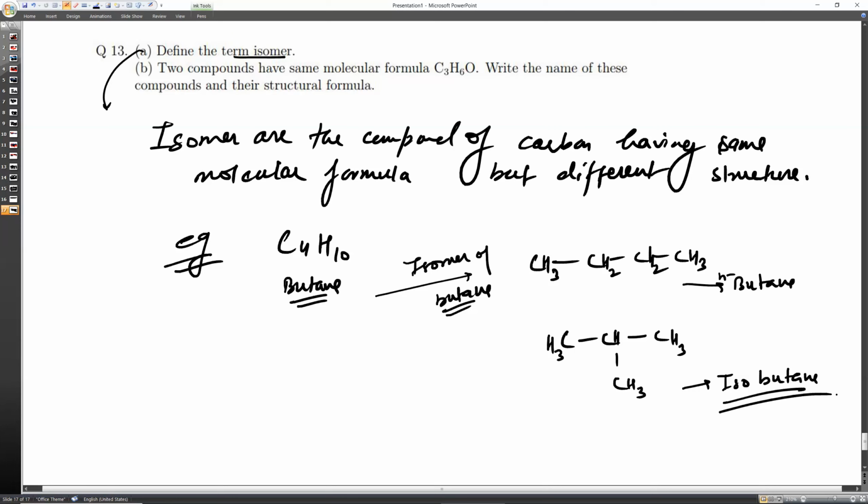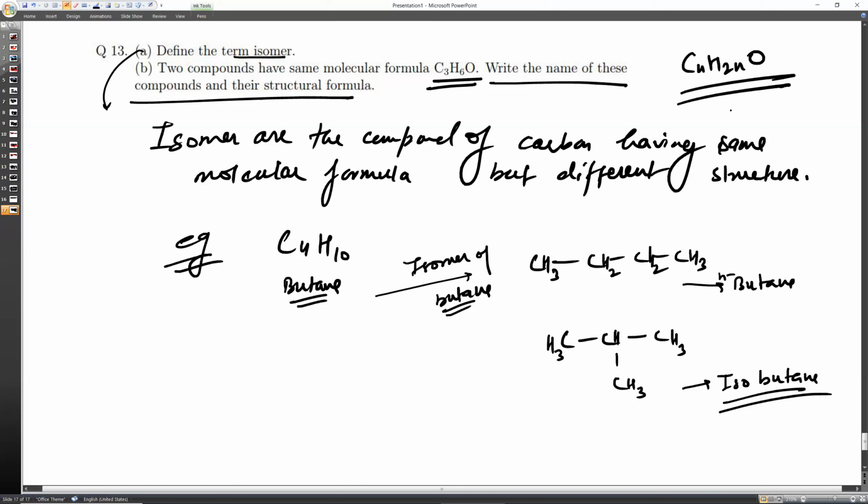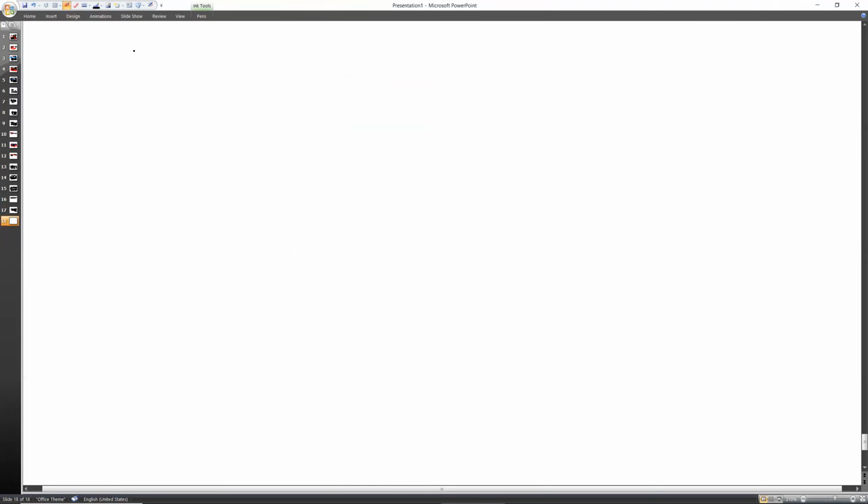Next, here it is asking that the compound has the molecular formula C3H6O. Write the name of the compounds and their structural formula. So for the two compounds, you must keep in mind that this is CnH2nO. n is 3, double of n is 6, and then O. You know that I have taught you functional isomerism. And what is functional isomerism?